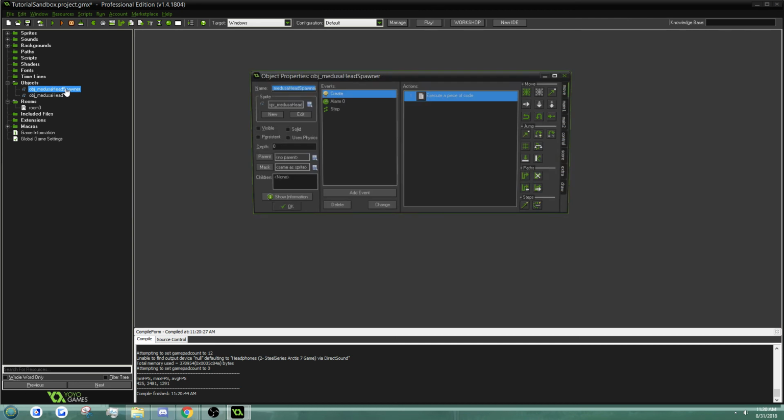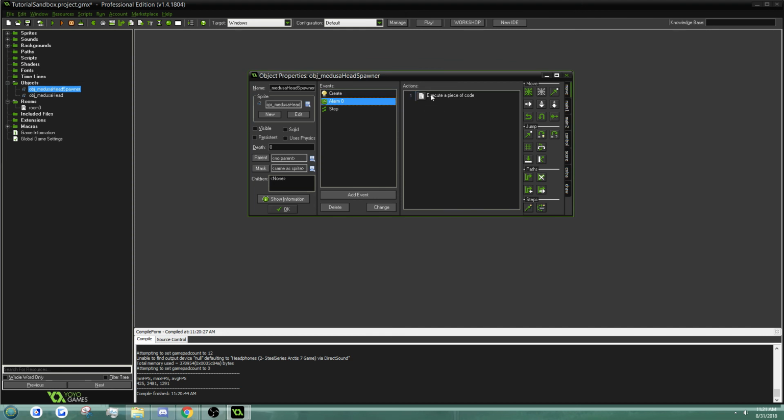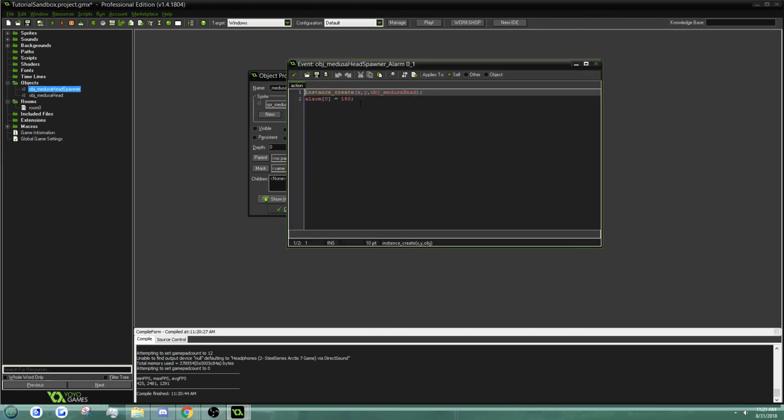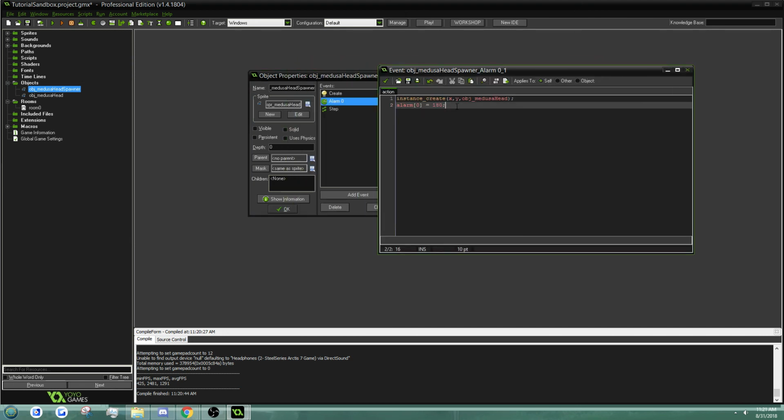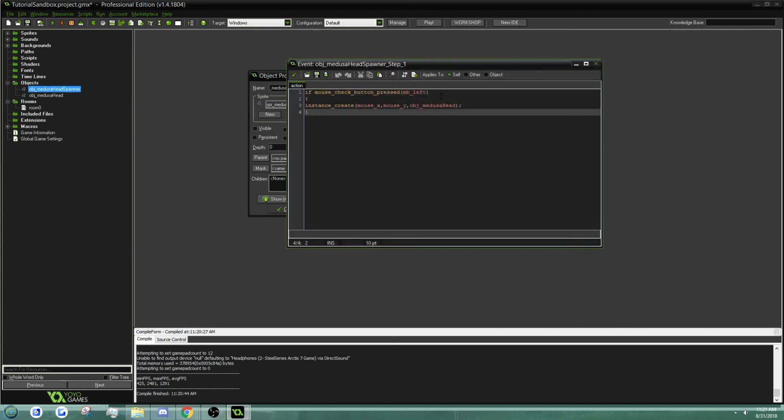Alright, let's head on to the spawner here. We have alarm 0 set to 180, which means every 3 seconds, because we've got 60 frames per second in that particular room. When the alarm is triggered, we set the alarm back to 3 seconds after spawning a Medusa head. And we also have it so that when we press the left mouse button, we create a Medusa head at the position of the mouse.